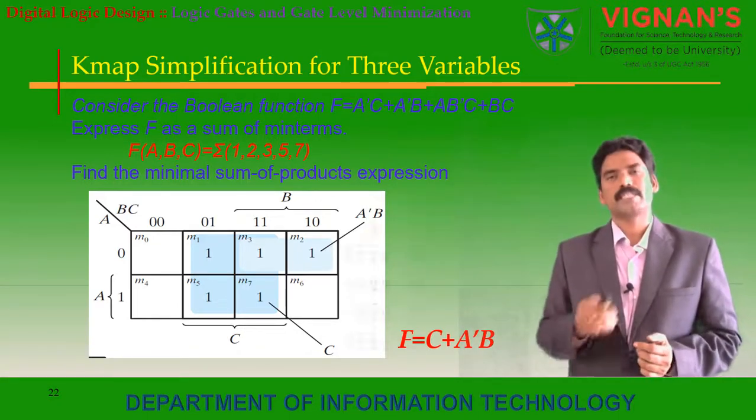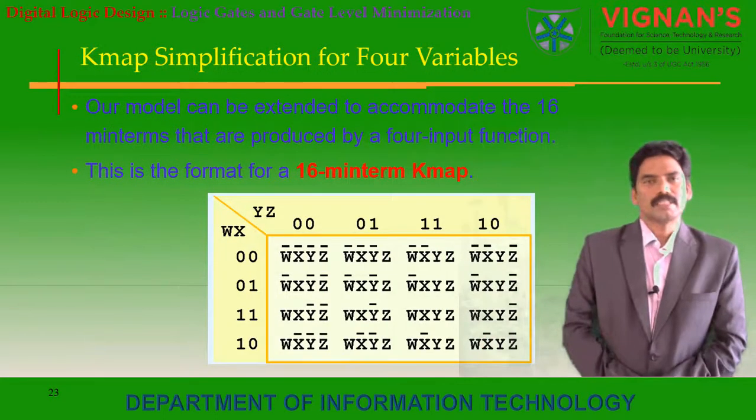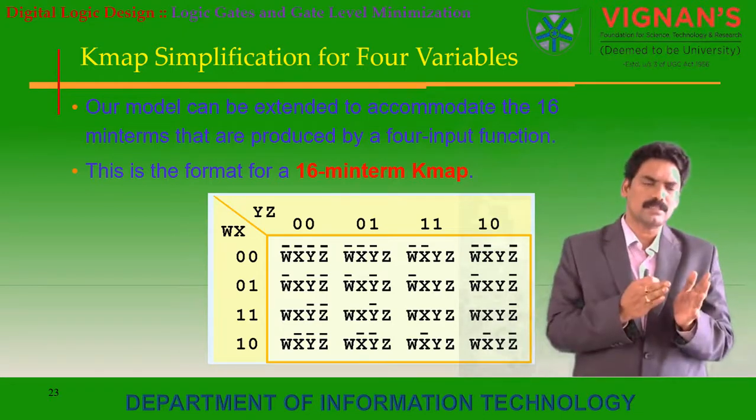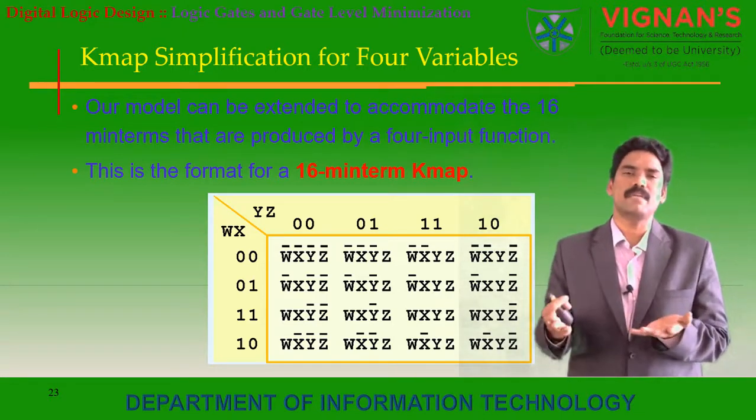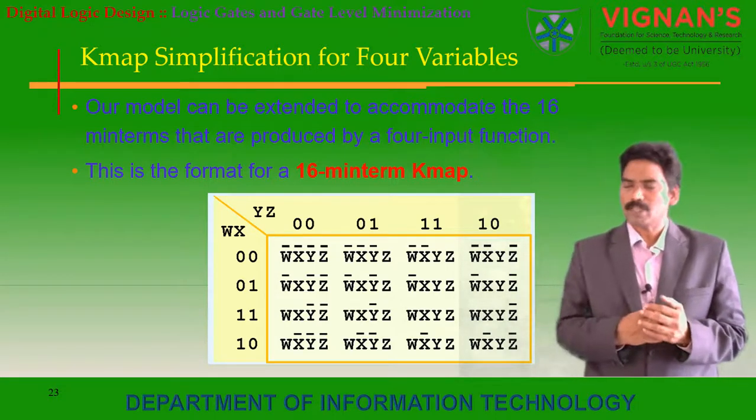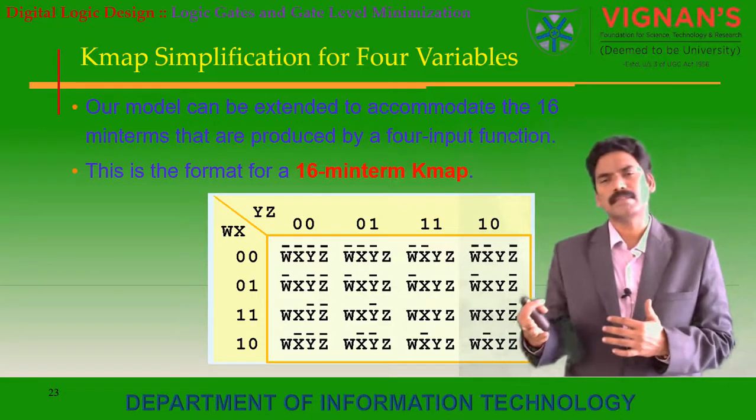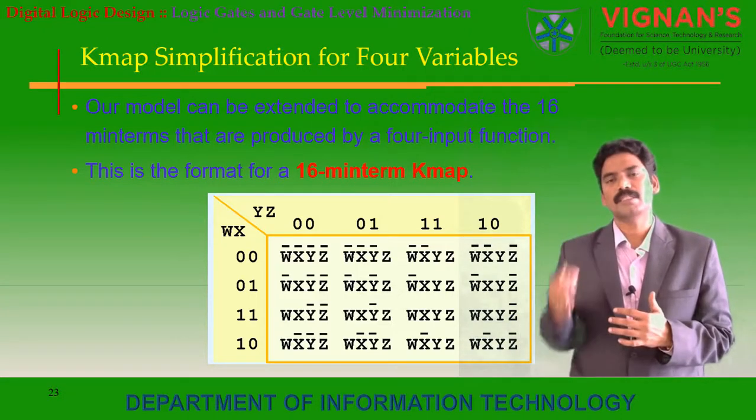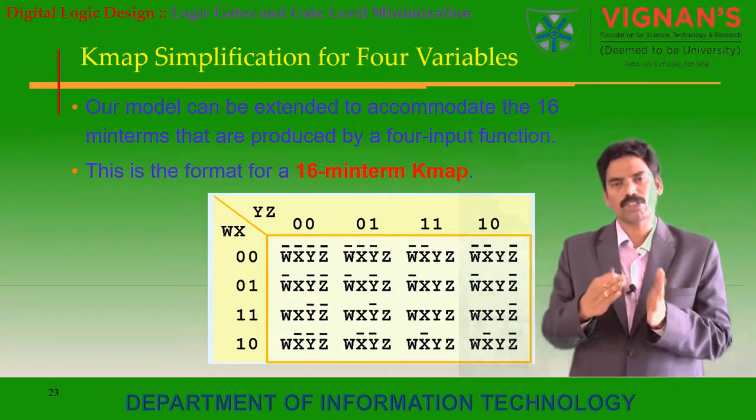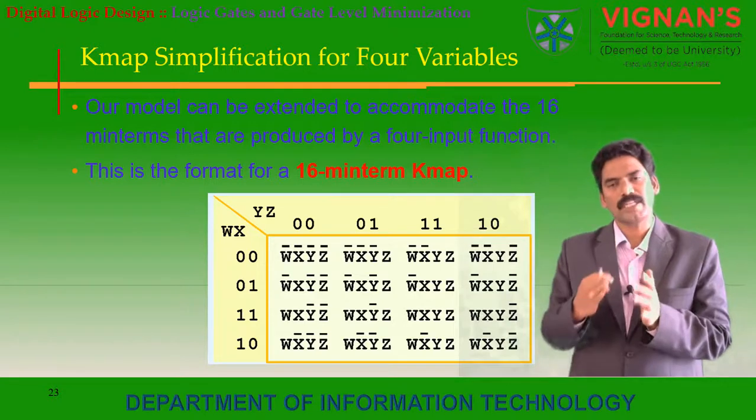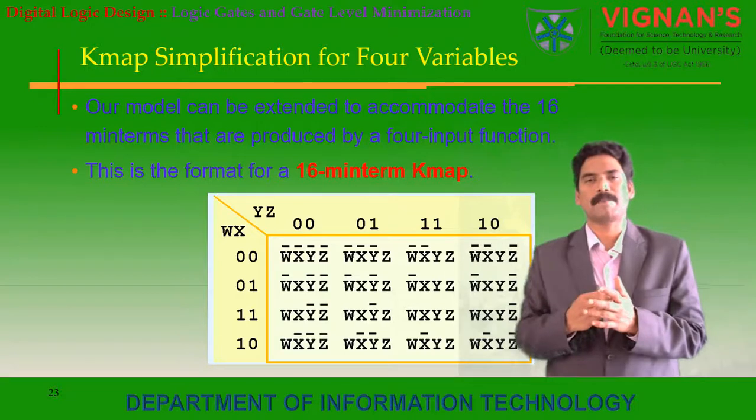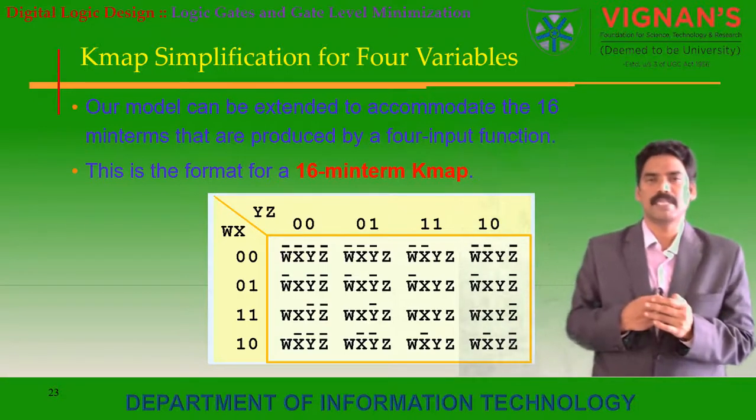And next one is K map simplification using 4 variables. Till now we discussed 2 variable K map and 3 variable K map. Now we are going to discuss 4 variable K map. 4 variable K map means how many squares will be there? 16. For 2 variable K map, 4 squares, for 3 variable K map, 2 cube, that is 8 squares, and for 4 variable K map, 16 squares will be there.